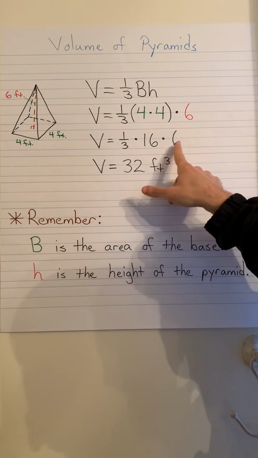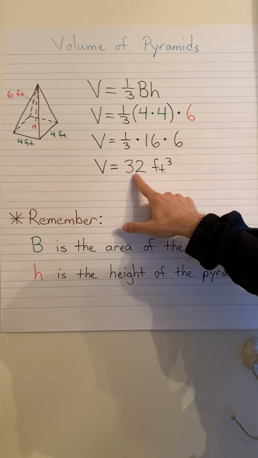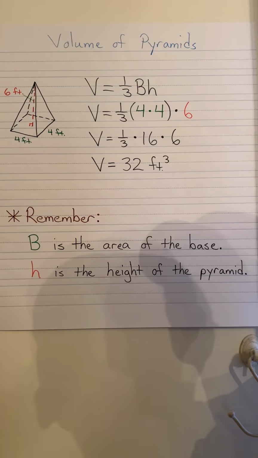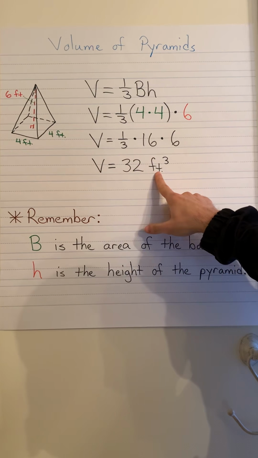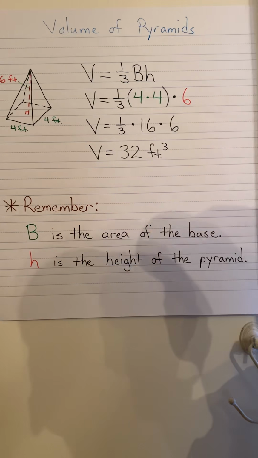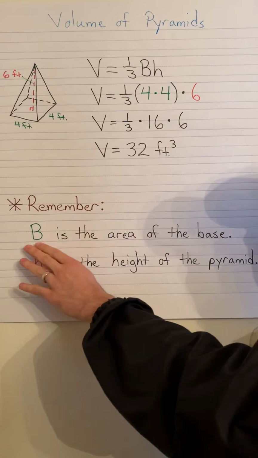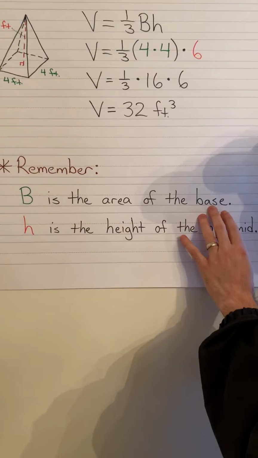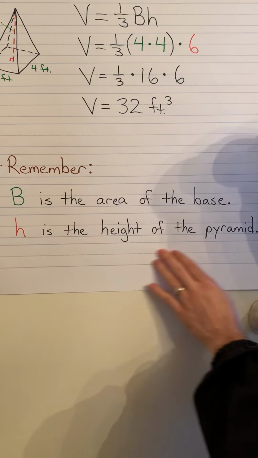What I like to do is I say basically 1/3 of 6, or 6 divided by 3 is 2, and then 2 times 16 gives you 32. But there are different ways to do this problem once you get it to this point. And then once you get your final answer, it's 32 feet cubed, or cubic feet. Remember, volume again, having cubic units. This is just a reminder that capital B is going to be the area of the base, whether it's a square, rectangle, or triangle, and the H is going to be the height of the pyramid.